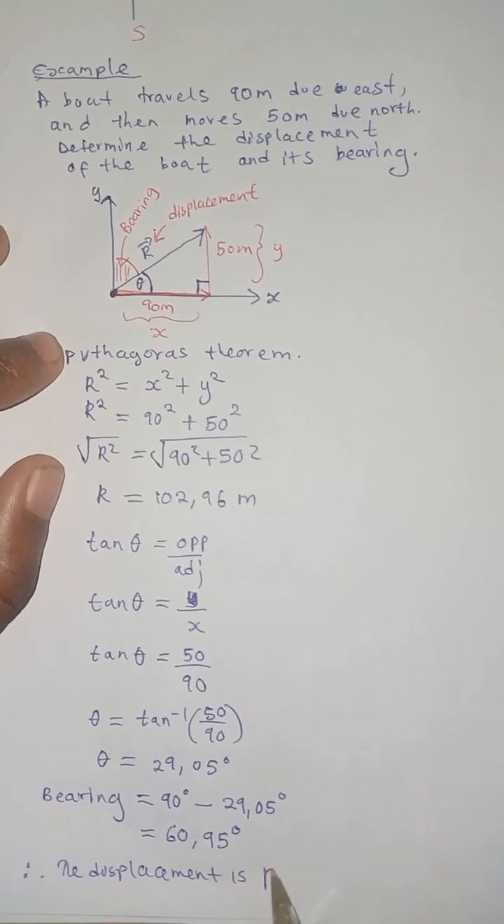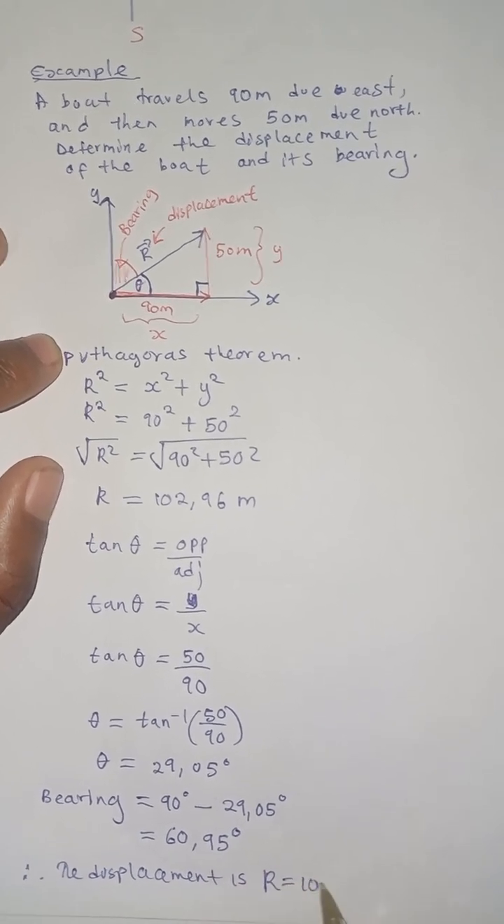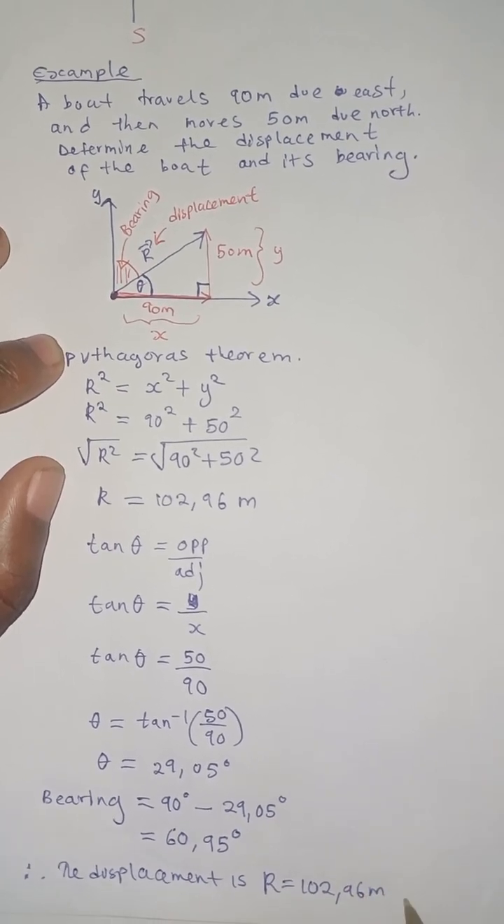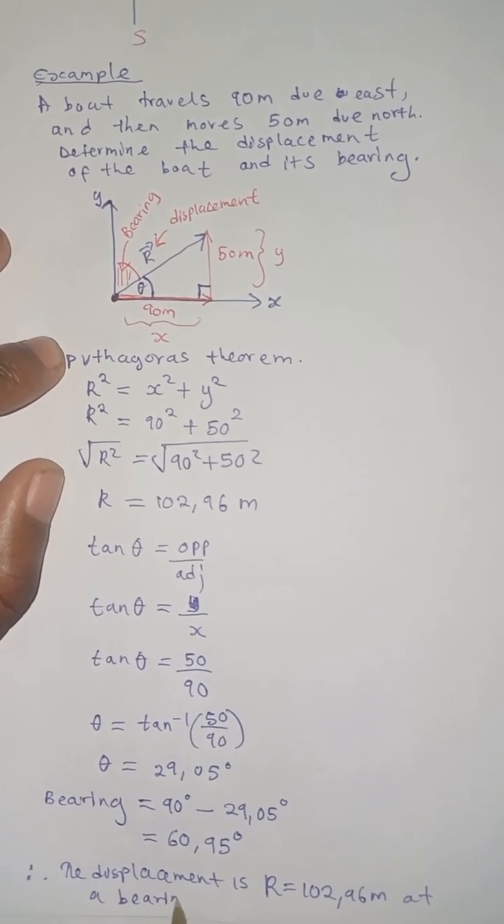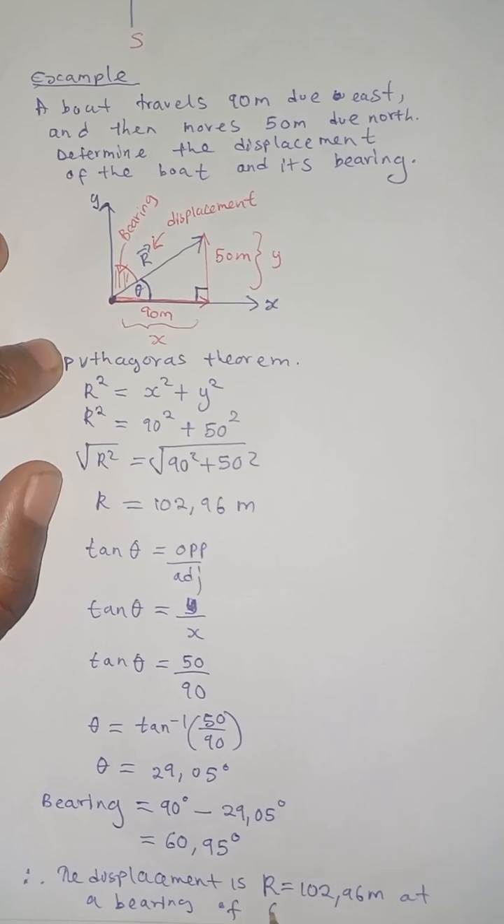Therefore, when we report the displacement, we're going to say the displacement R is equals to 102.96 meters at a bearing of 60.95 degrees.